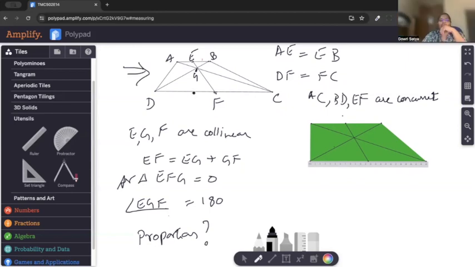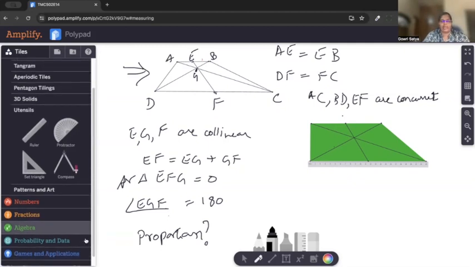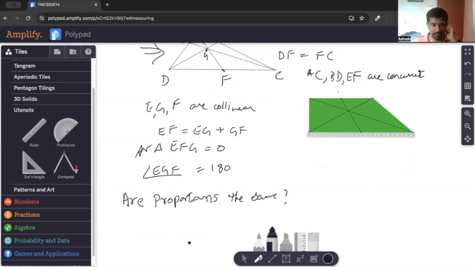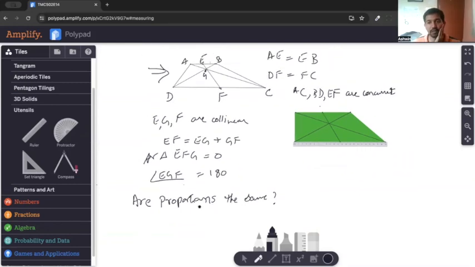Lengths are definitely not the same, but is the ratio the same? I'm talking about the ratio, not the length. Nice question. That's also something we can explore. So are the proportions the same? Yes, I think it will be the same. We can show that.